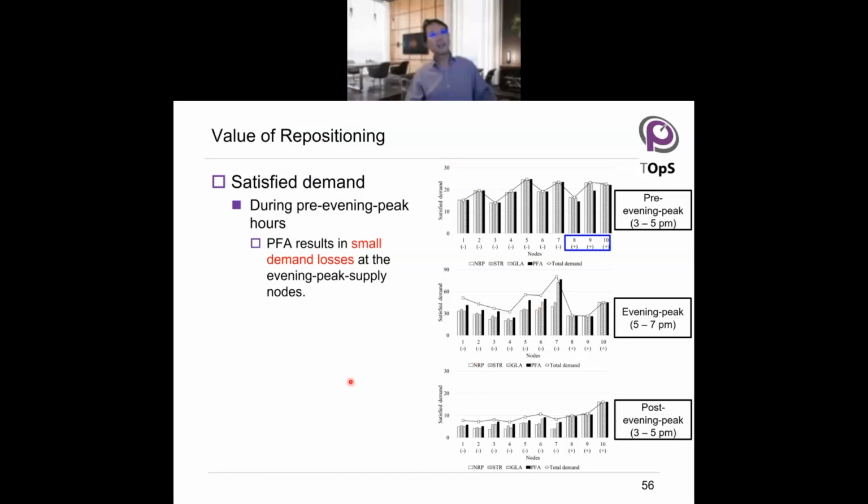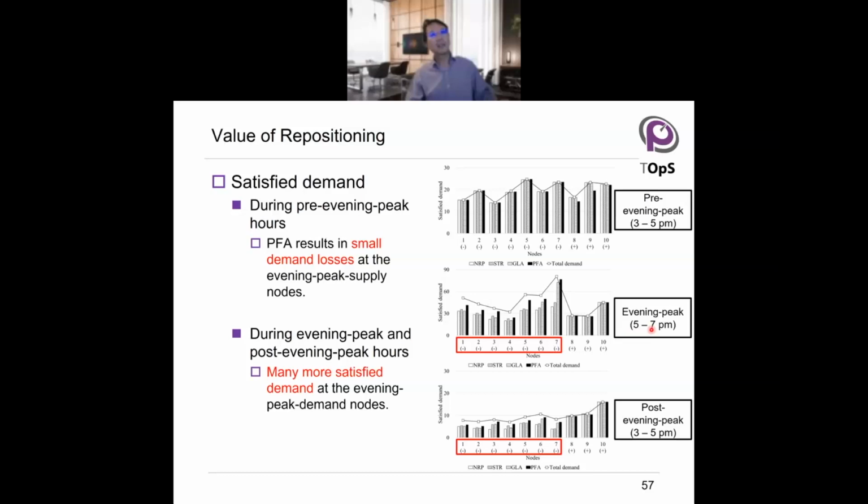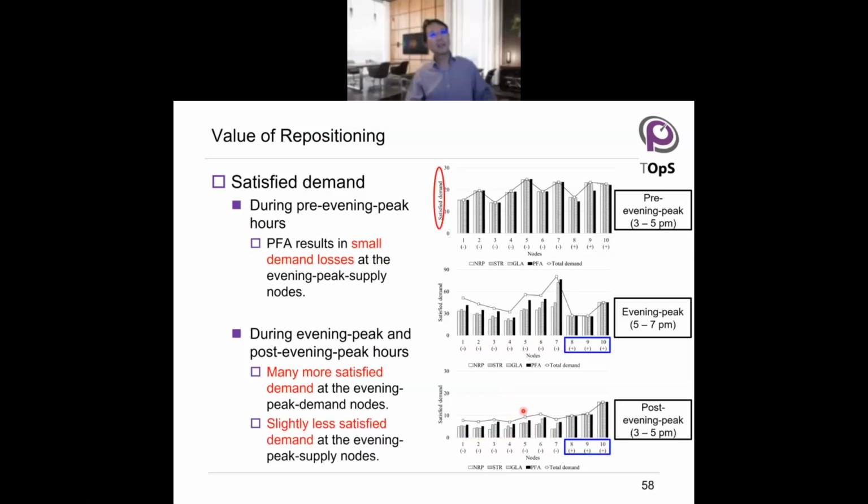But when we look at between 5 to 7, during the evening peak, the dark bar satisfies many more bikes at the demand nodes. Note that this maximum value is 90. So the basic idea is that we sacrifice very little demand at the supply nodes, and we satisfy more during the evening peak hour at the demand nodes. And even at the post-evening peak, we still satisfy more demand. And this is the satisfied demand during the evening peak and the post-evening peak at the supply node. The vertical axis is satisfied demand.